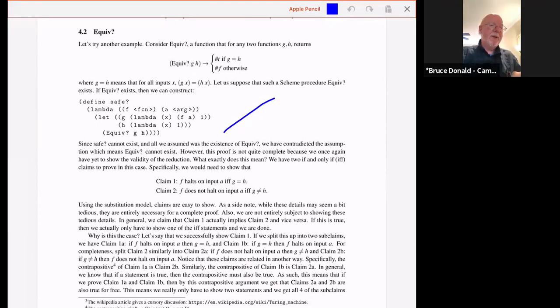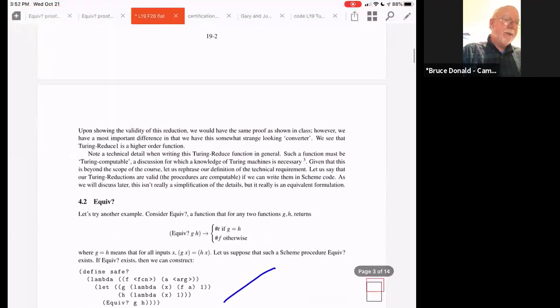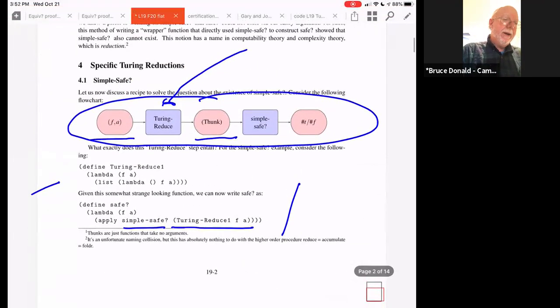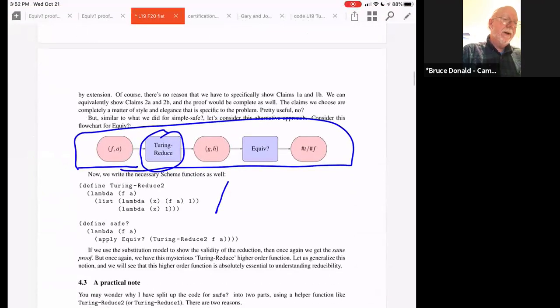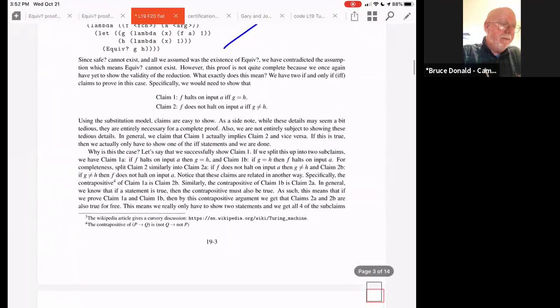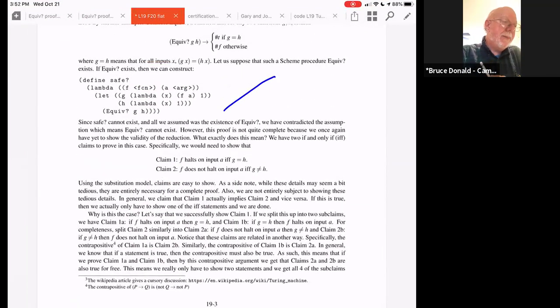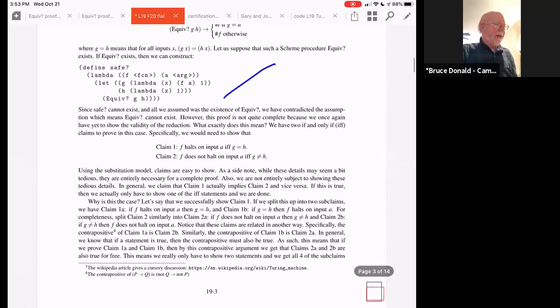I like to write the transformer because it gives the analogy between something very simple here, like simple safe, and the analogy between that and equiv. So you always have some method of transforming an instance of, for example, the halting problem into an instance of the problem you're trying to show is very difficult. So you generally have this transformer function. Here we broke it out into two separate functions, one that does the transformation, one that helps you write safe. Here, we've inlined it basically. The transformation happens in here. Very clean way of doing it. Basically, we define g and h. Again, g equals h as functions if and only if f halts with an argument a.